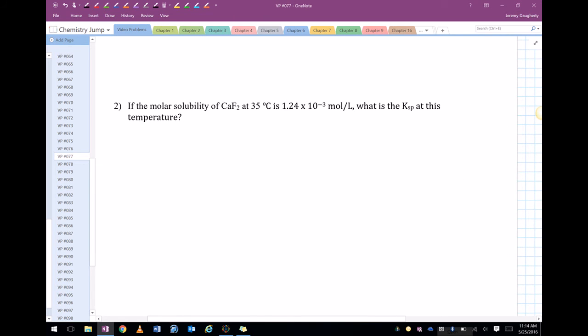Alright, if the molar solubility of calcium fluoride at 35 degrees Celsius is 1.24 times 10 to the negative third molar, what is the KSP at this temperature? So, again, I'm looking for KSP. Let's write out the dissociation reaction. It's calcium fluoride, solid, in equilibrium with calcium 2 plus and 2 fluorides. Okay, so that means it's calcium 2 plus times concentration of fluoride squared.